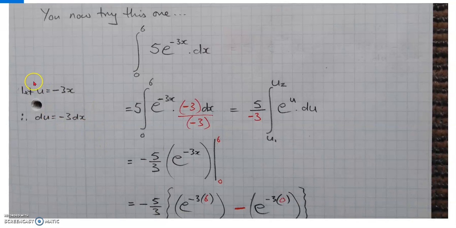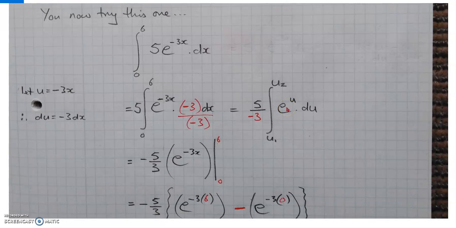Well, again, you let u equal minus 3x, what's in the exponent here, and you differentiate so you can write that du is minus 3 dx. So we pre-multiply the dx here by minus 3, divide by minus 3 at the same time, take that outside the integral sign, take this 5 also outside, so as to make the integration as easy looking as possible. So we got this thing here, 5 over minus 3, and you're integrating with respect to u now, e^u du, so these limits have to be changed to u1 and u2.